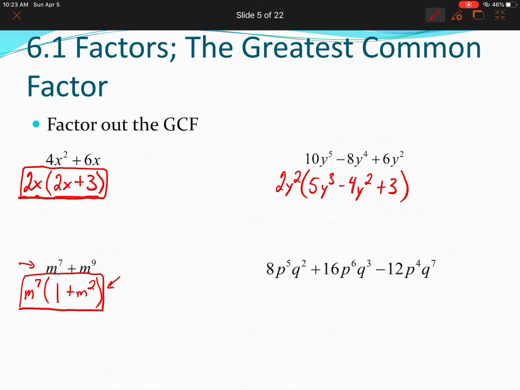And notice there's not any y's in that last term because we took them out, right? So I always have people ask, well, how do I know what goes in the parentheses? Well, here's what you do. You're dividing the numbers, so you can see 10 divided by 2 is 5. 8 divided by 2 is 4. 6 divided by 2 is 3.